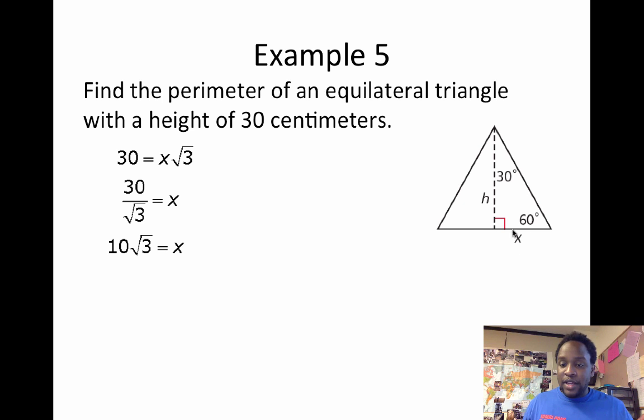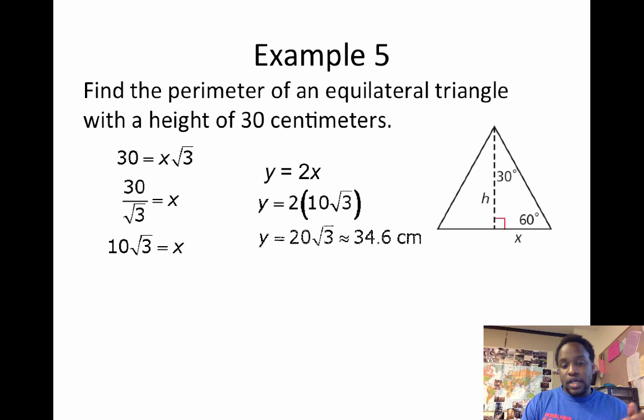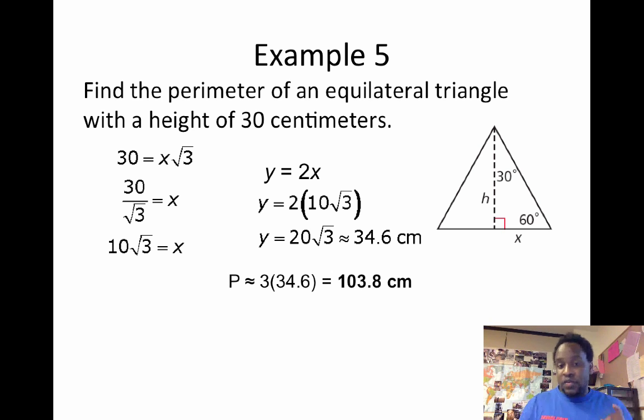So this part right here is 10 radical 3. But there's going to be 2 of these because this is just half of one side. So to get the full side, it would be 20 radical 3. But then there's 3 sides, so it would be 60 radical 3. You can also find y, which would be 20 radical 3, but we end up with 60 radical 3.